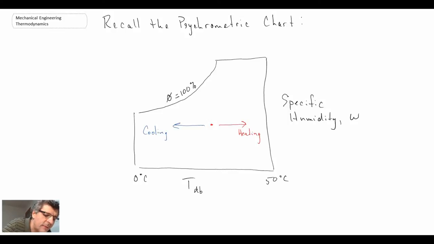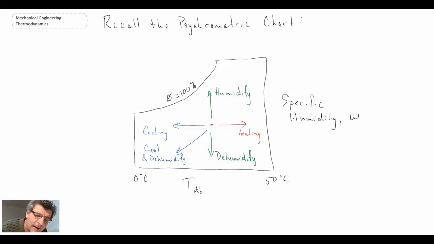Now, let's say we are adding moisture or liquid to the air. That's going to increase the specific humidity, and it may or may not change the dry bulb temperature. So that might be a humidification process. It will certainly move in that direction. Now, dehumidification, where you remove moisture, there your relative humidity is going to drop, as will your specific humidity. And so that would be a process going in this direction. And then you can have combinations of those. If you had a process that is doing this, that might be cool and dehumidify. And if you have a process going in this direction, that might be heat and humidify.